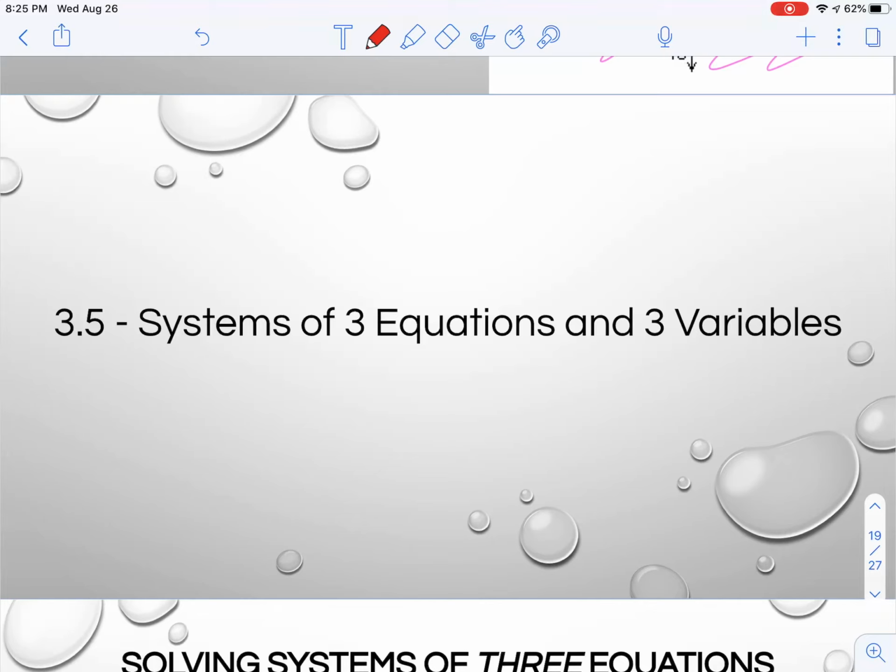So our next section is 3.5. This section is going to talk about solving systems of equations, and in particular it's going to talk about solving systems of 3 equations and 3 unknowns or variables.